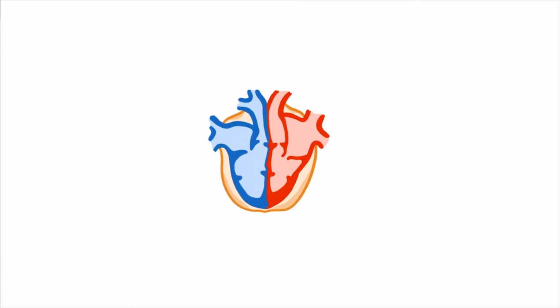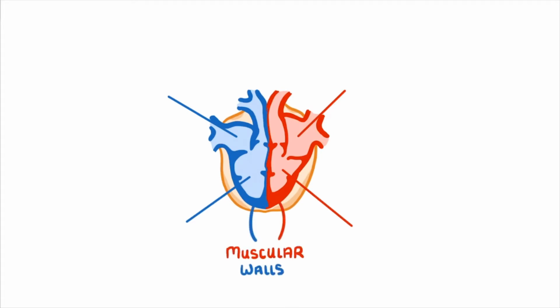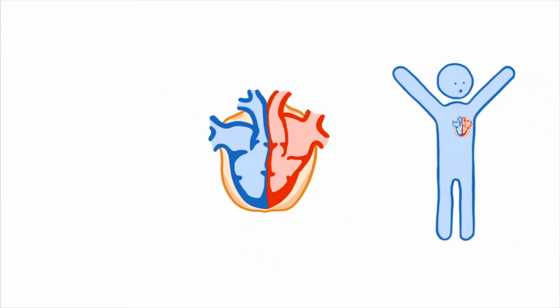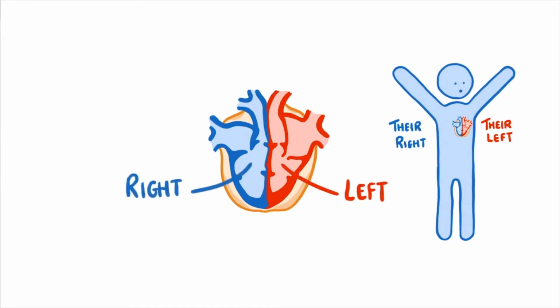Taking a closer look at the heart though, we can see that it consists of 1, 2, 3, 4 chambers, with thick muscular walls surrounding them, and then veins and arteries coming in and out. Now, whenever you're looking at an image of the heart, like we are here, it's as if you're looking at another person from their front. So their left side of the heart is actually on our right, and their right side is on our left. Pretty much all of the diagrams of the heart that you come across are drawn in this way. So just remember that the left side is on our right, and the right side is on our left.